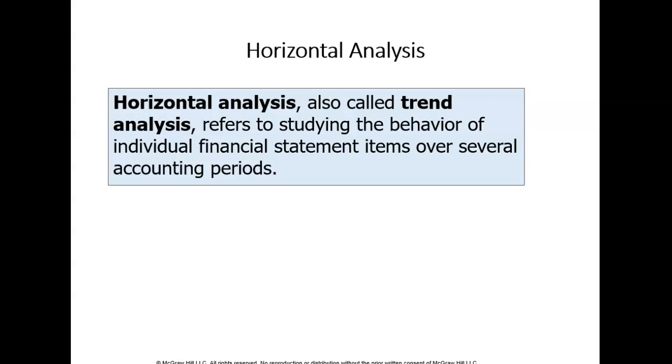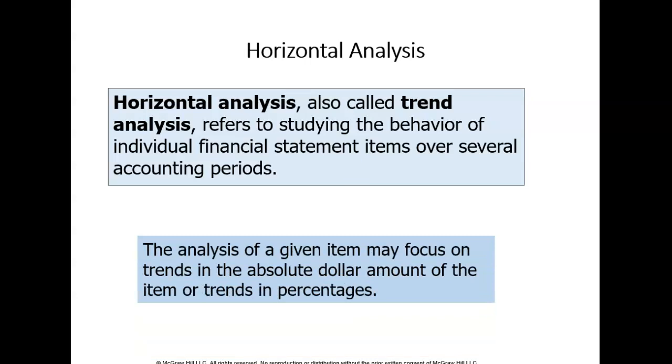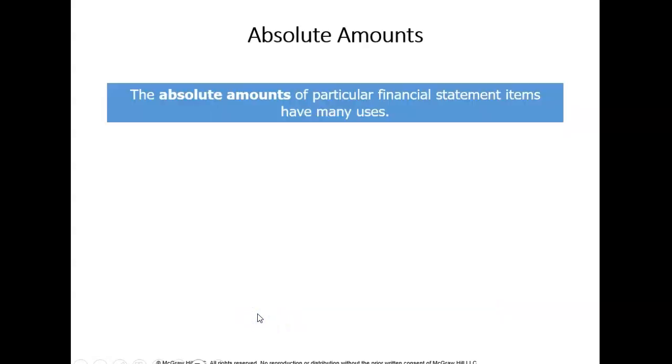Now, with a horizontal analysis, also called a trend analysis, it's the study of behavior of certain information on the financial statements, such as the net income. We're now saying, what is the trend of net income over a specified time period? Was there an increase in net income or a decrease in net income? And if so, by what percentage? So with the analysis, we're going to focus on trends, not just absolute dollar amounts, but also trends in terms of percentages.